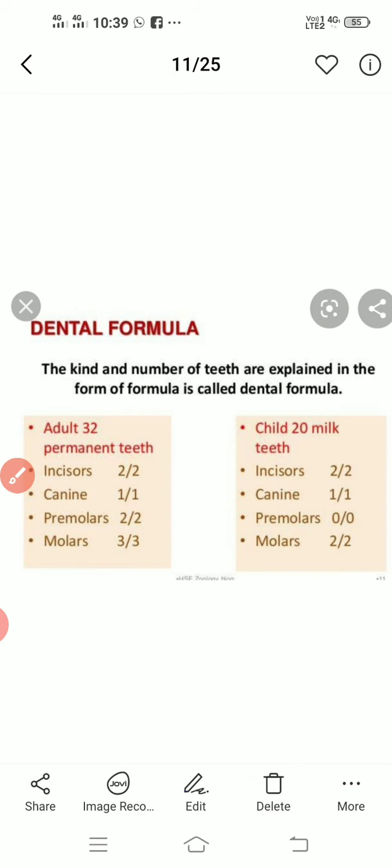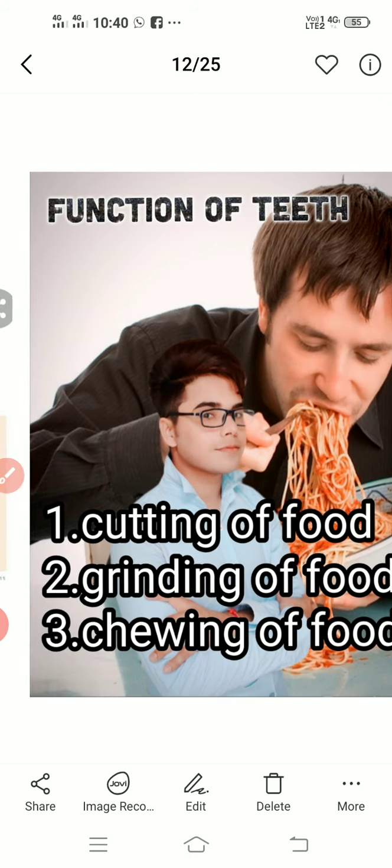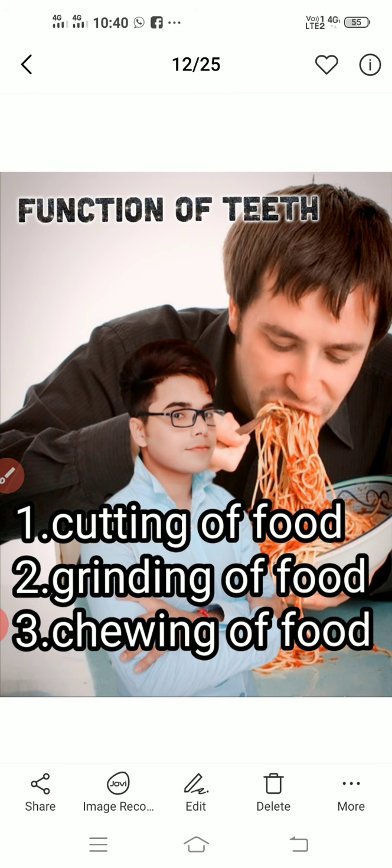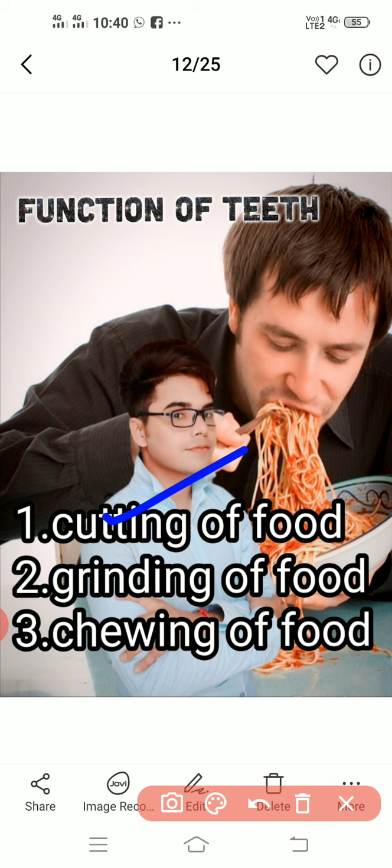What is the dental formula for the milk teeth set? 2102 upon 2102. What is the dental formula for the permanent teeth set? 2123 upon 2123. Is that clear? Okay, now the function of teeth. You all know about the function of teeth. Teeth are used for cutting the food. Teeth are used for grinding the food. Teeth are used for chewing the food.